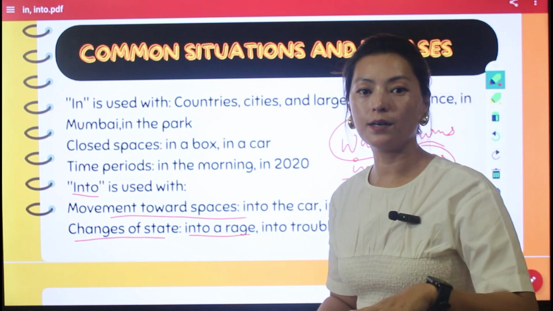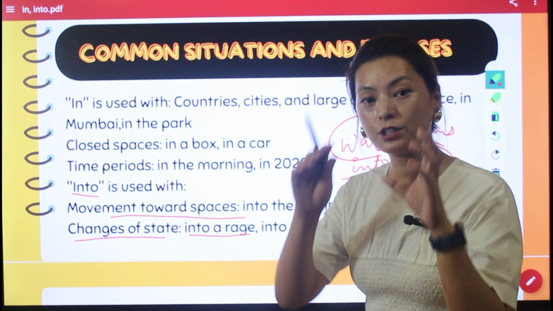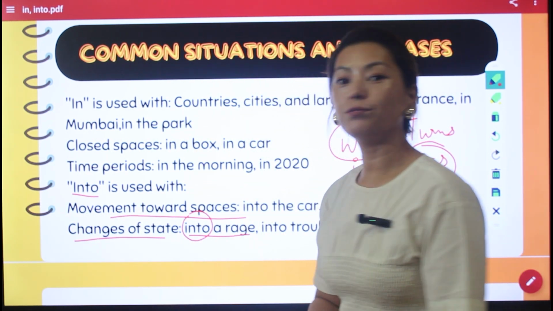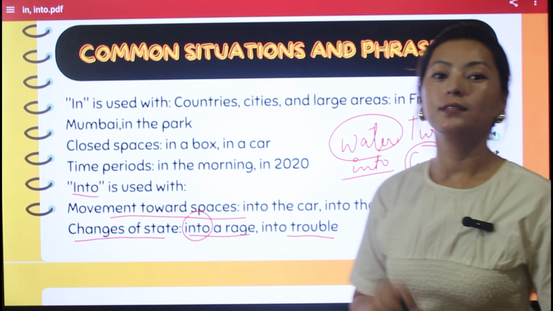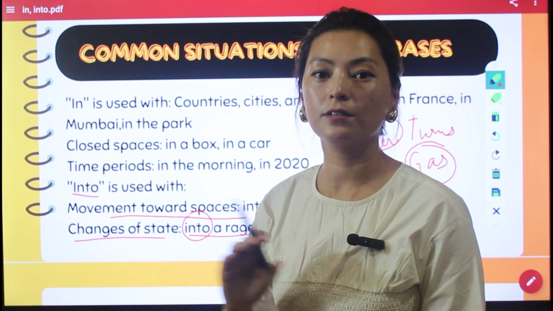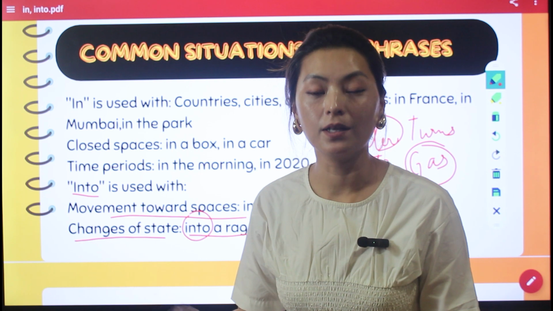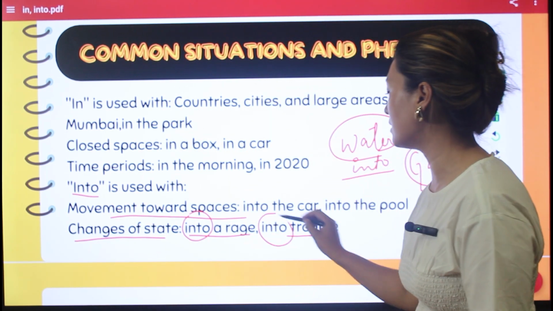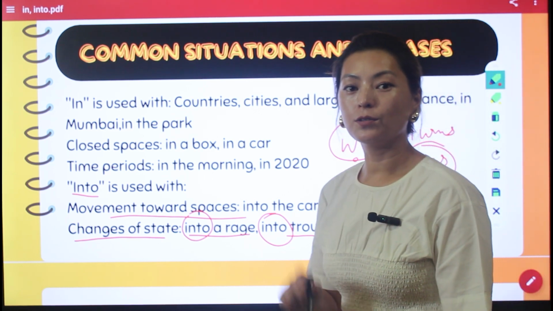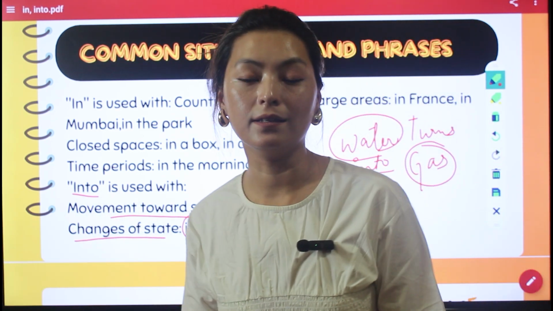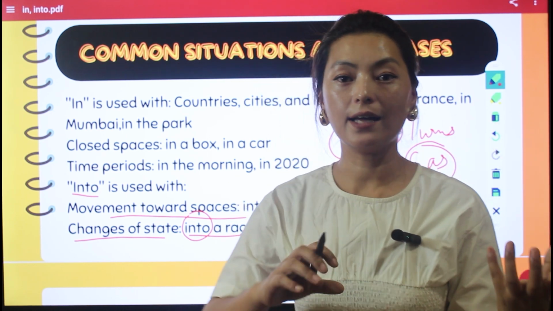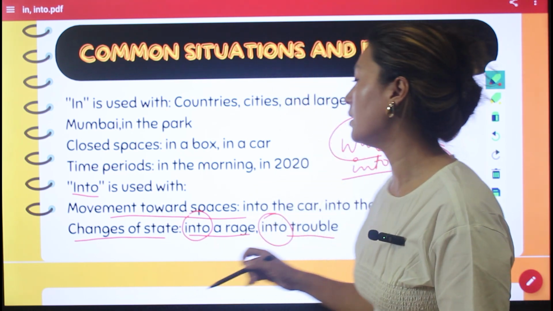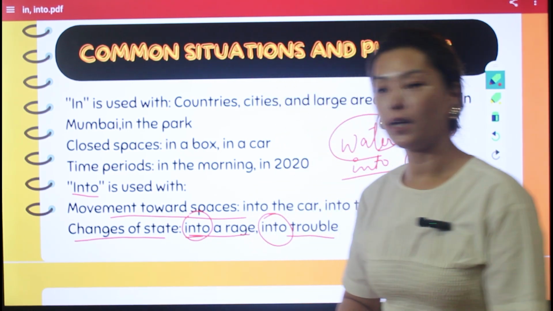Maybe someone is very calm and suddenly becomes angry. That means he or she has changed their state. So, again, I will have to write "into a rage." Into trouble. Somebody was walking normally, having a good day, and suddenly runs into trouble. So the state of his or her day has changed. Again, you will have to write the preposition "into." So, heat transfers into metal. Again, I'm talking about the heat and then metal. So the state changes within the sentence will be signified with the preposition "into."